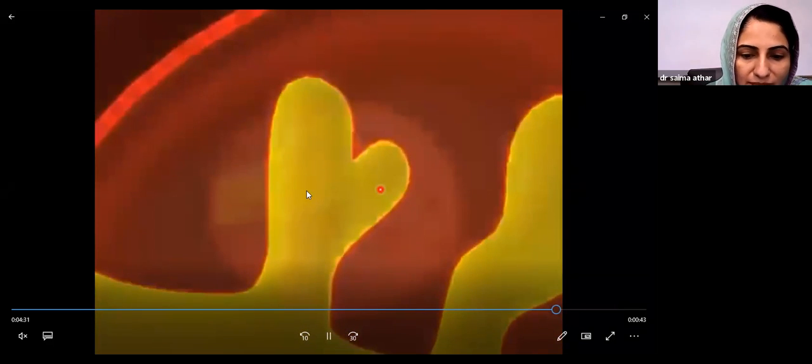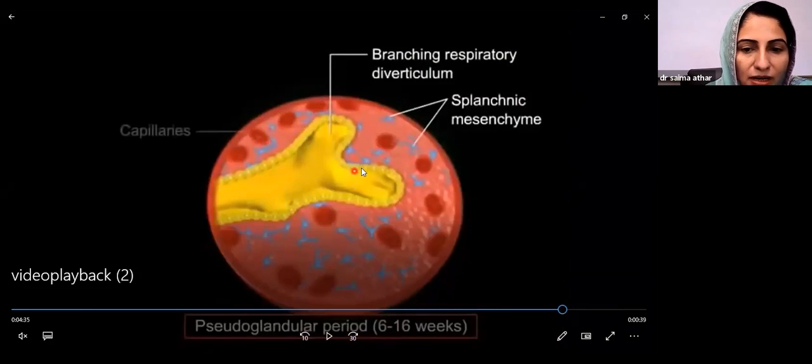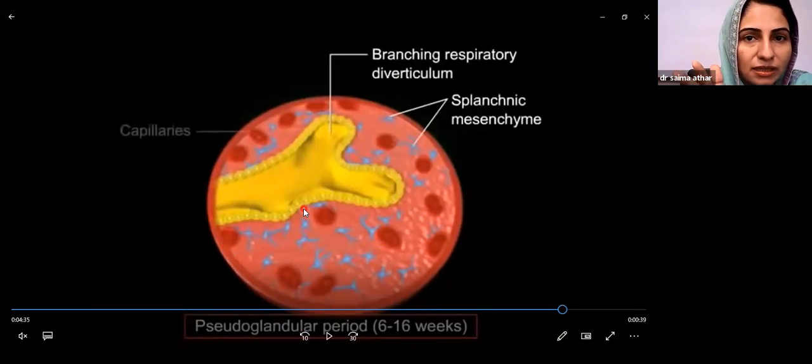Now, you can see how there is development of the alveoli. Pehle kya hota hai? I hope you know the division. There is primary bronchus, secondary bronchus, tertiary, segmental. Ultimately, there is terminal bronchus and respiratory bronchi. Okay, respiratory bronchioles. Now, after respiratory bronchioles, there are alveoli.